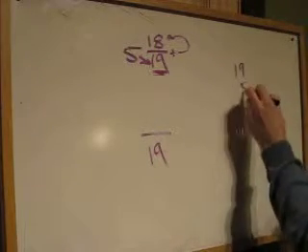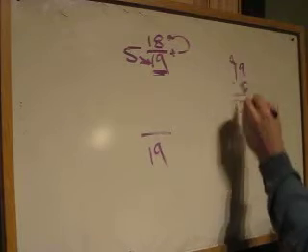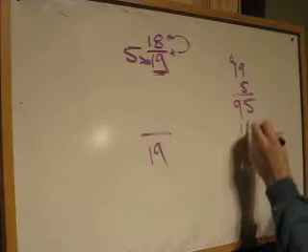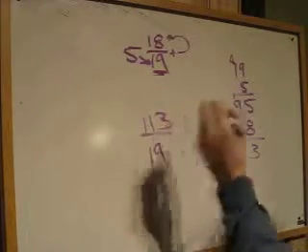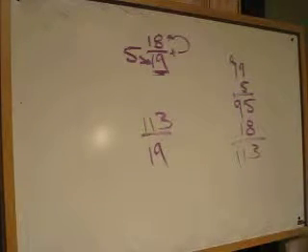So we multiply 19 times 5, then we add 18 to it, and we get 113 over 19. So that's all there is to changing mixed numbers to improper fractions.